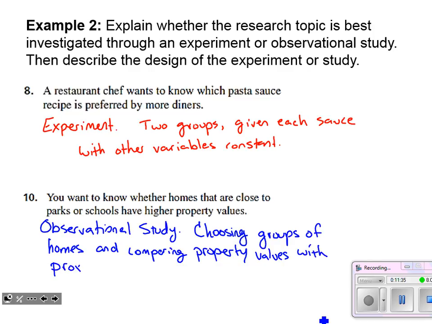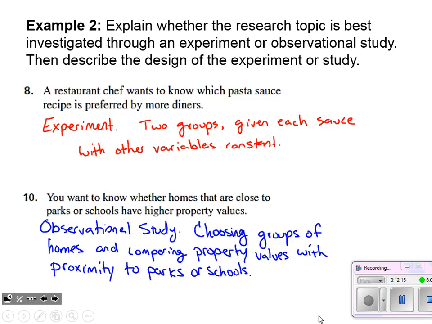Good word here, proximity. And again, I love this example because these two problems together show the difference between an experiment where we can isolate our two groups, one is the control, one is the treatment, and then something that has to be observational that just shows us correlation. So the experiment could possibly give us a cause, but the observation cannot. It could just correlate the location of the home with its property value.